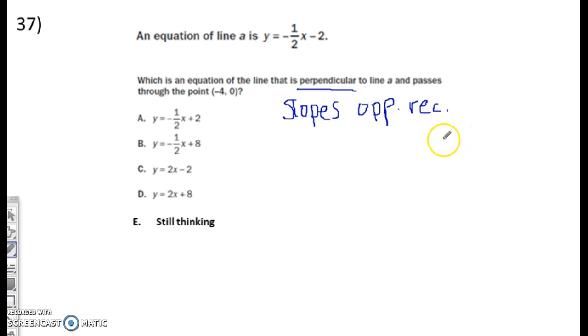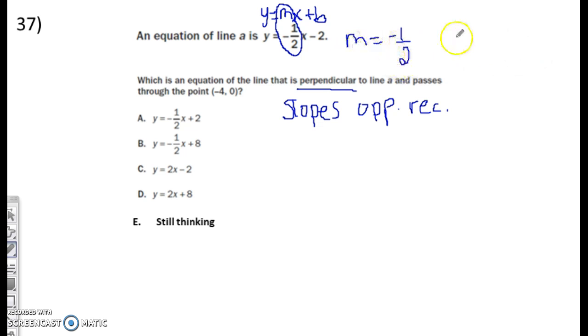What that means is I have to find the slope of my original line, I have to change the sign, and then I have to flip it. Hopefully you get an equation that's in slope-intercept form, y equals mx plus b. If it's not in this form, you would have to solve for y first. But because it is, I know that my slope is the number attached to x. So in this case, my original slope was negative 1/2.